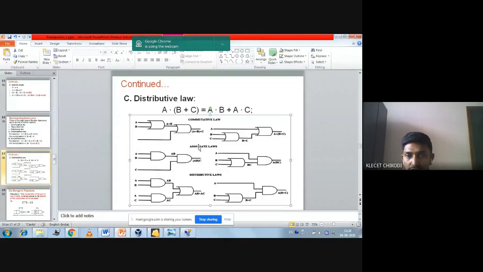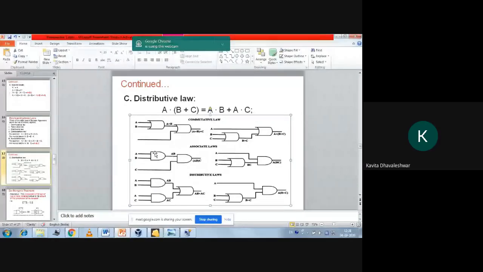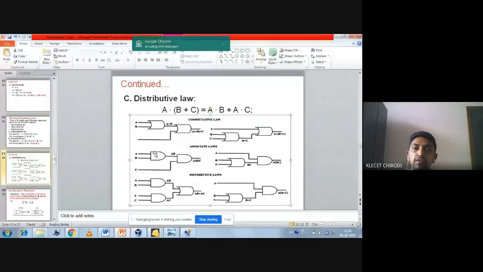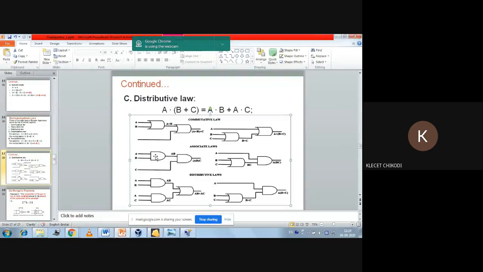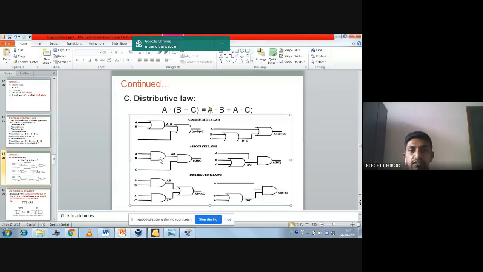Similarly, the associative law. What have they taken? They have taken the AND gate. The previous one we had the OR gate; this is the AND gate here. You can see that the first gate has A and B as the input, and the output of the AND gate will be A into B.